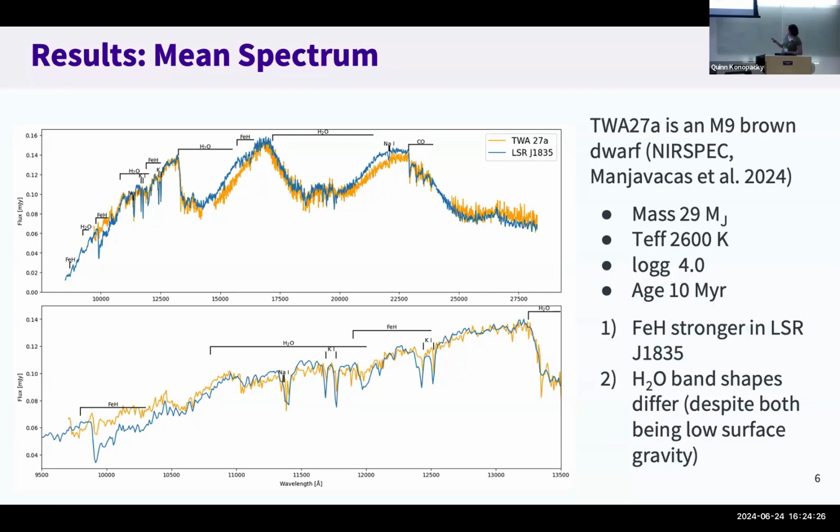Looking at the comparison of these two spectra, you can see that they do agree reasonably well. However, there are a couple of notable differences. First of all, you can see in the zoom-in of the J band that the iron hydride lines are significantly stronger in LSR J1835. Furthermore, you can see that the water band shapes differ. You can see in the yellow up here, they're slightly wider, which is strange considering they are both low surface gravity. Overall, our spectrum does agree quite well with other low surface gravity M dwarfs. However, it's definitely peculiar.